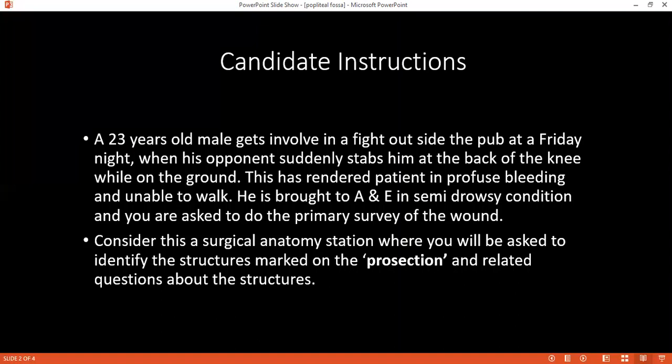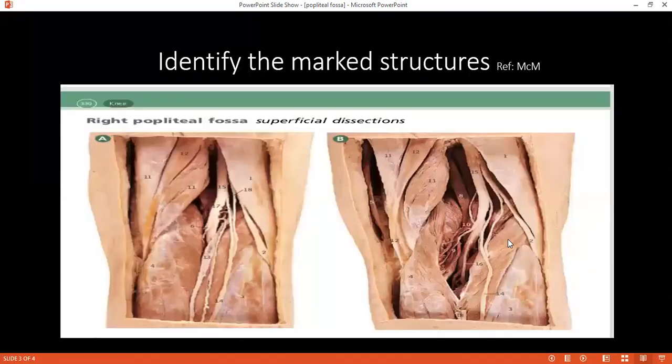Right, so if you have read and understood, considering this surgical anatomy station, kindly tell me what you are looking at. If you can, picture A and then picture B. Yes, it says above here, but ignore that, please. So it's a gross anatomy of the right popliteal fossa.